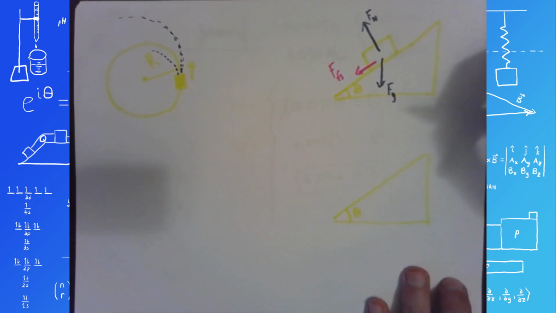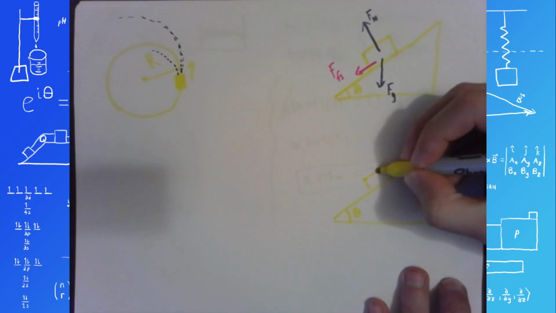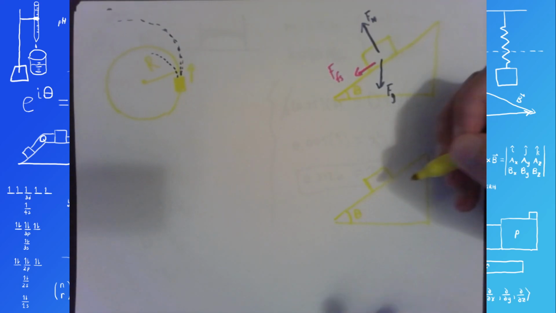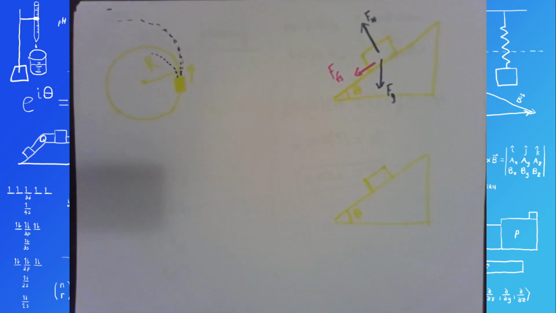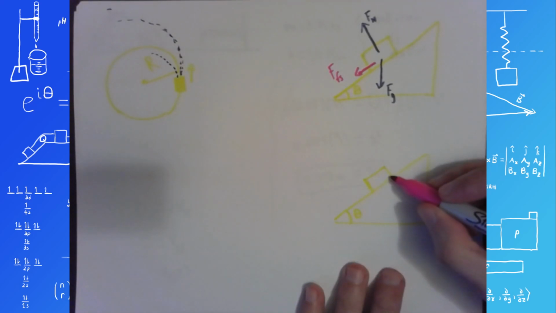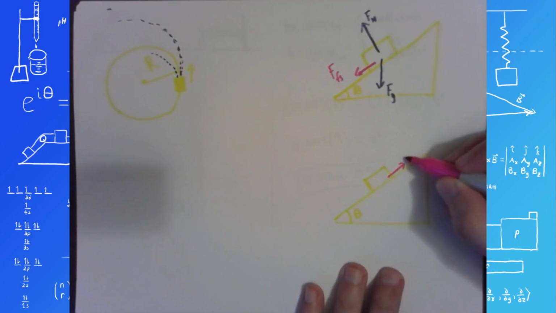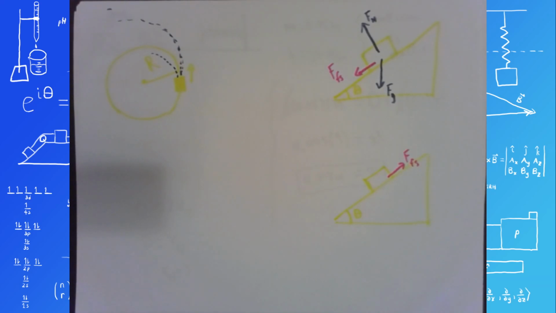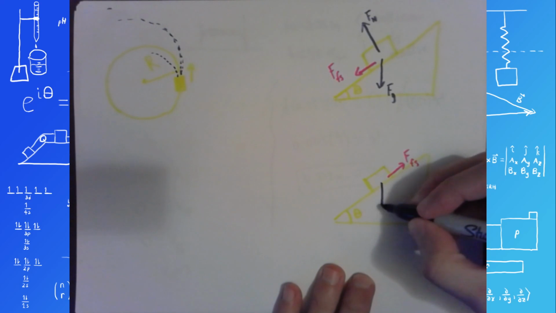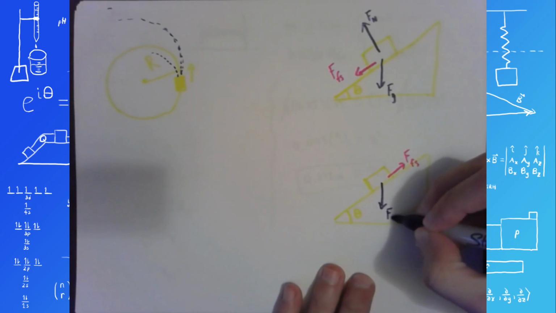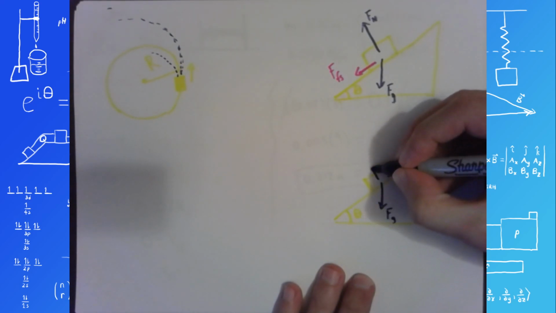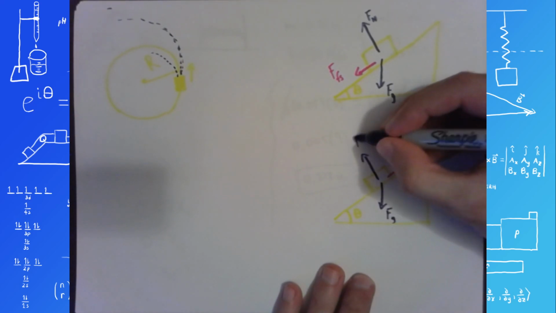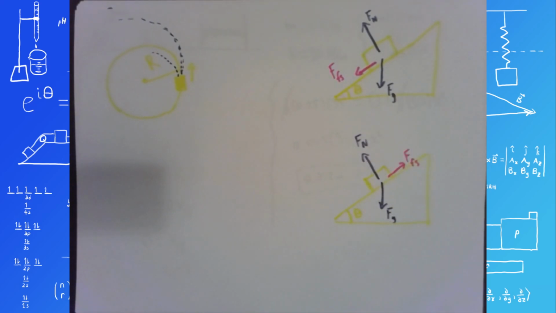And draw the back side of the car. This time I want the force of static friction to be up the incline. And draw my other forces, force of gravity and normal force. Force of gravity and normal force. Okay.